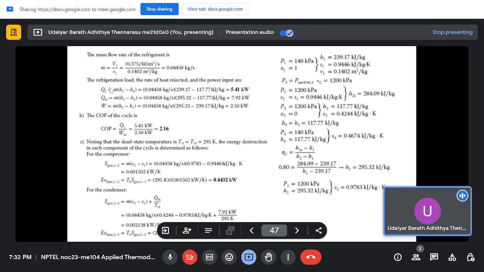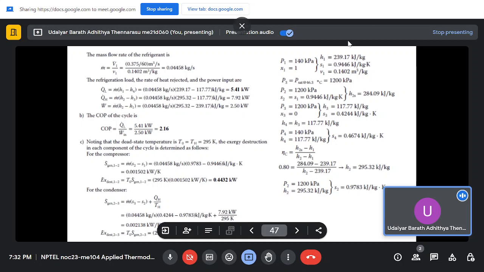So using these enthalpies, we can find out each of the heat and work done. So Q in the evaporator is 5.41 kilowatt, Q in the condenser is 7.92 kilowatt, and work done is 2.50 kilowatt. And the next is to find out the COP of the cycle. So COP of the cycle is QL divided by Wnet, which is 2.16.